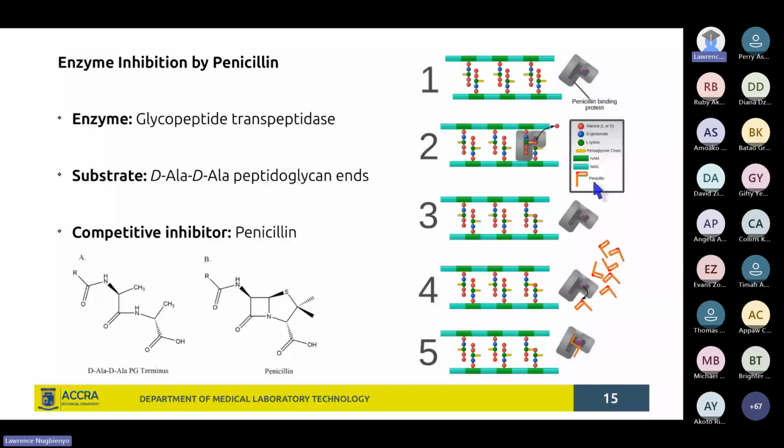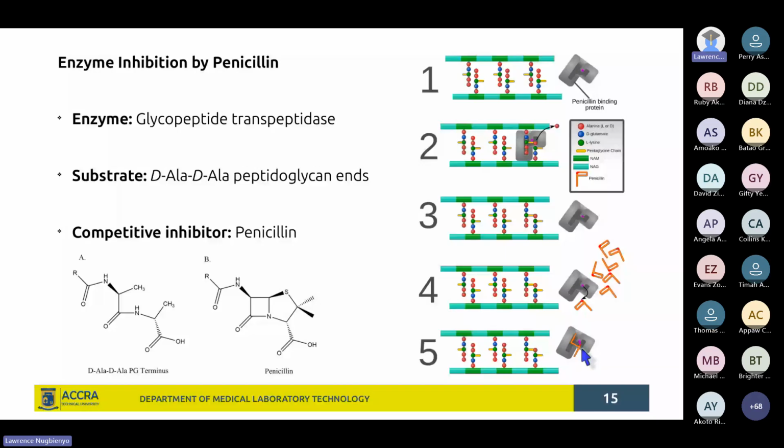Now, in the presence of the glycopeptide transpeptidase, when you have penicillin coming into contact, it opens up. So penicillin binds into the active center of the enzyme. So you see the penicillin is bound inside the active center of the enzyme. And once penicillin is bound in the active center of the enzyme that way, the enzyme is rendered inactive. It can no longer carry out its activity.